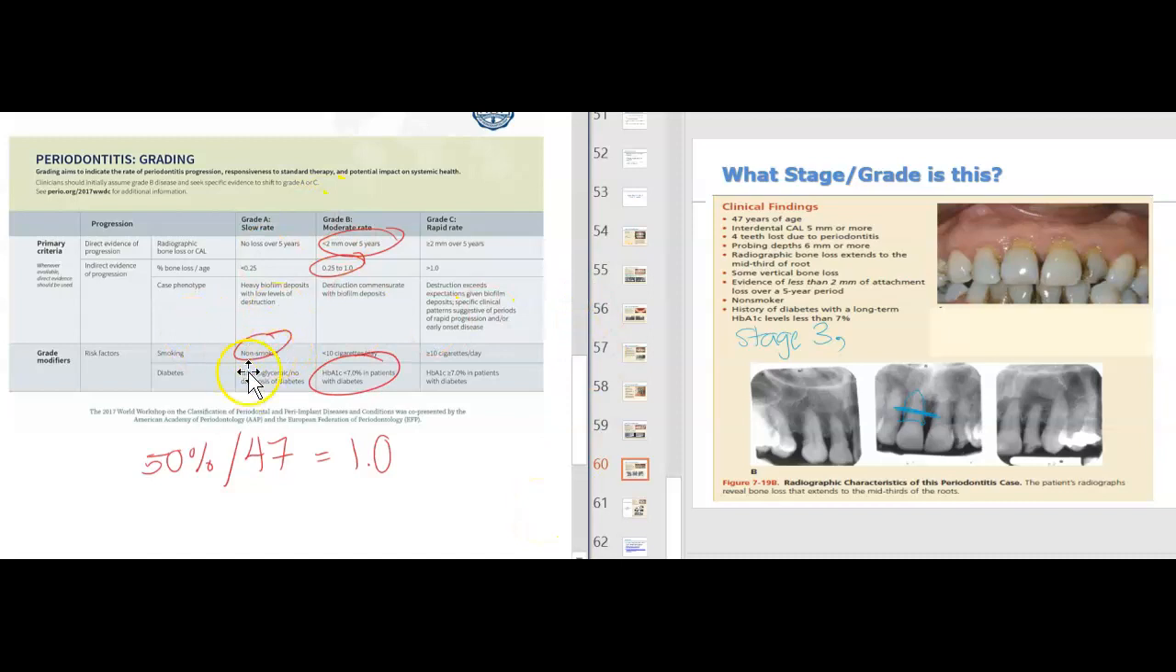So yeah, we see some circles in grade A, but the worst area is always in grade B. So this guy, because we have lots of circles here and we don't have any circle here, if we had even one circle here, he would automatically go to grade C. But because we don't have any circle in the grade C region, we will say that he is grade B.